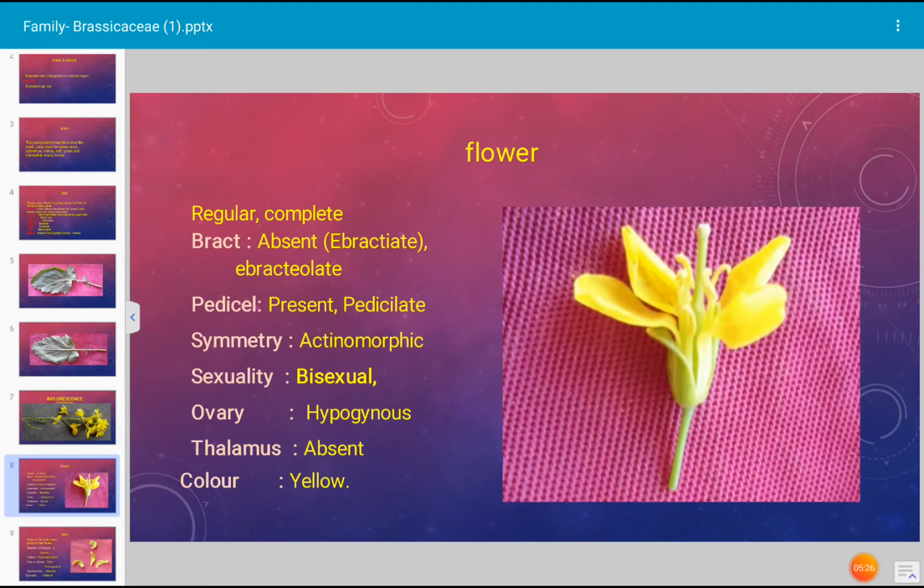Sexuality: it is a bisexual flower because androecium as well as gynoecium is present. Ovary is hypogynous. Hypogynous ovary means superior ovary. Why is it superior? Because the calyx, corolla and androecium, that means stamens, originate from the base of the ovary. Therefore, it is a superior ovary, also called a hypogynous ovary. In this flower, thalamus is absent. Okay. Color of the flower is yellow. Next slide.